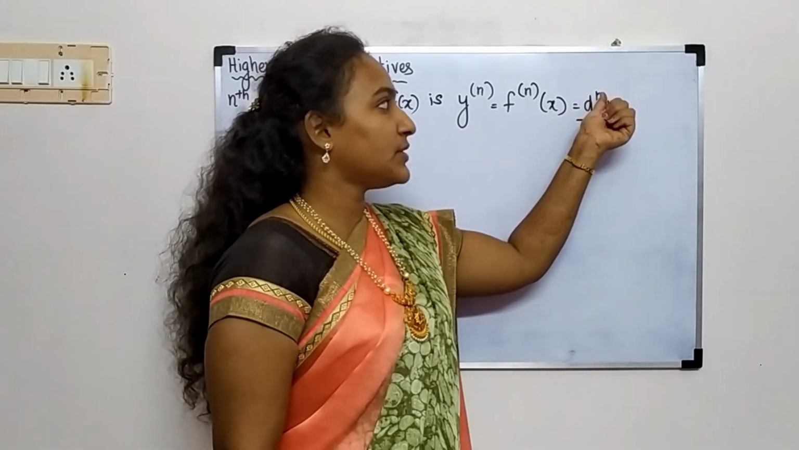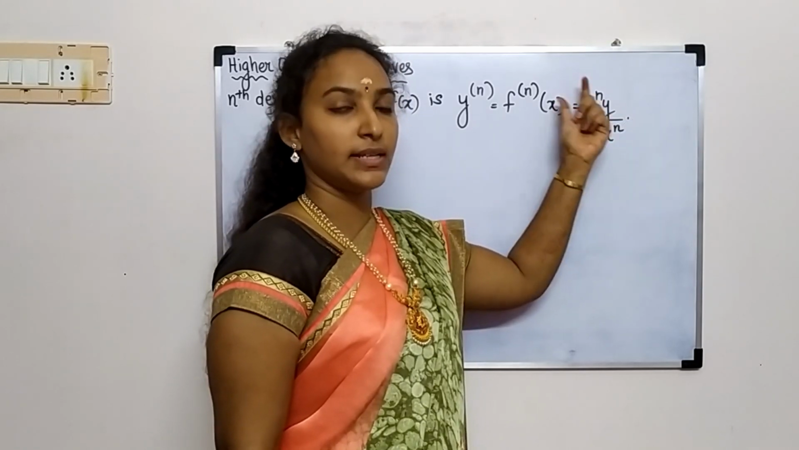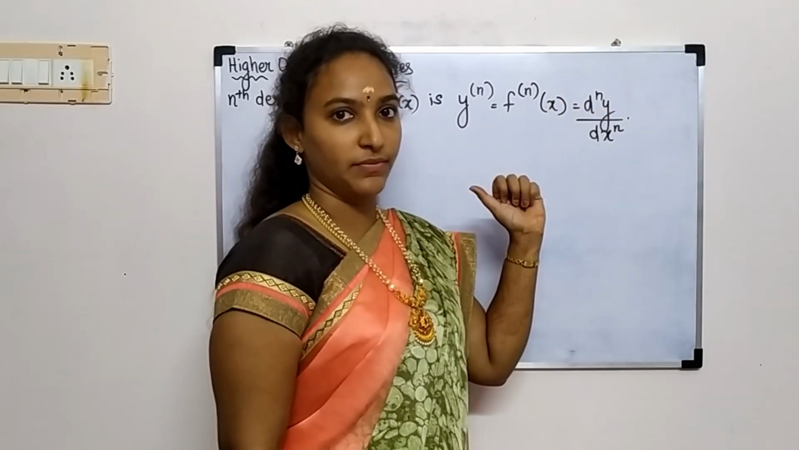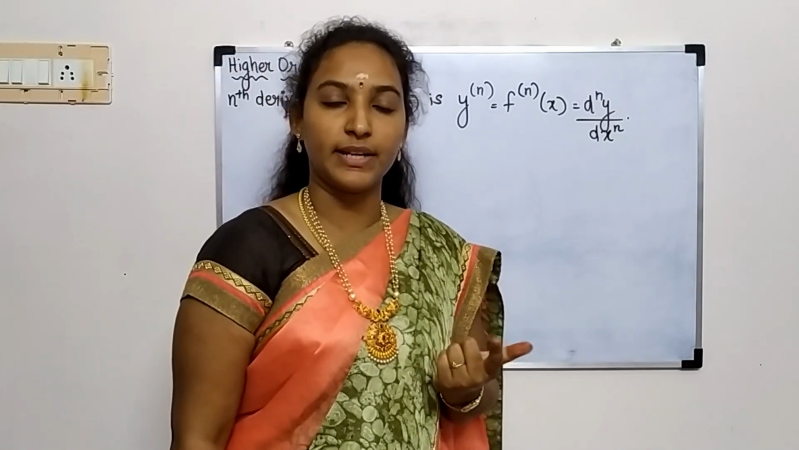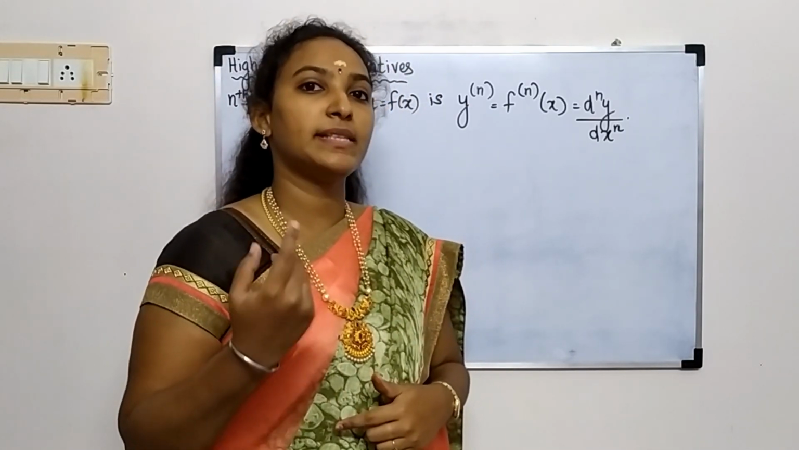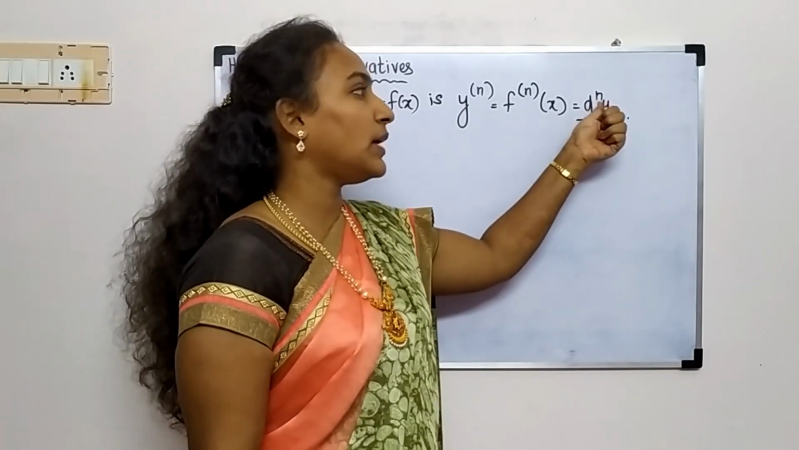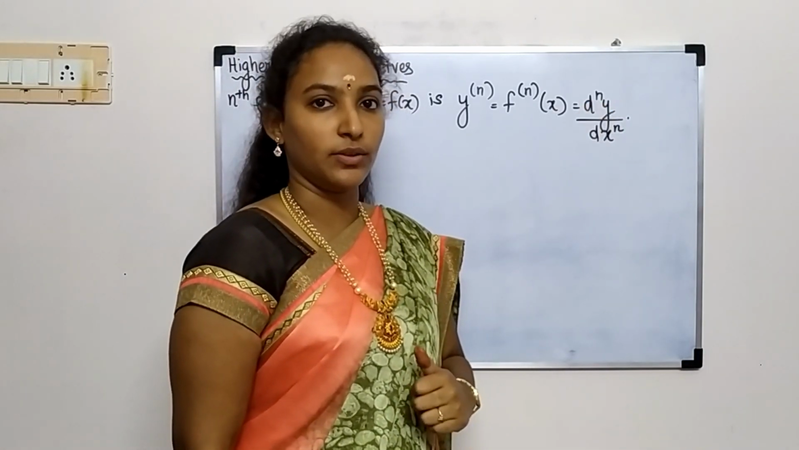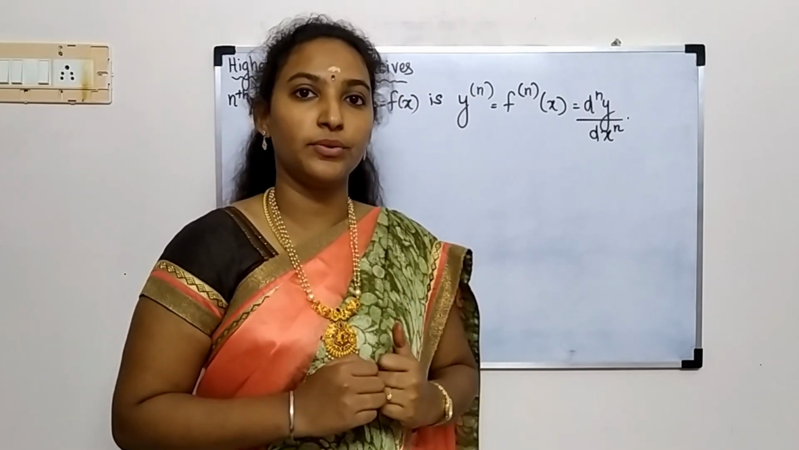In place of n, you can put any natural number from 1 to infinity. When you put 1, it will become first order derivative. When it is 2, it will be second order, 3 third order, and so on up to n, the nth order. This exercise is going to be very easy for you.